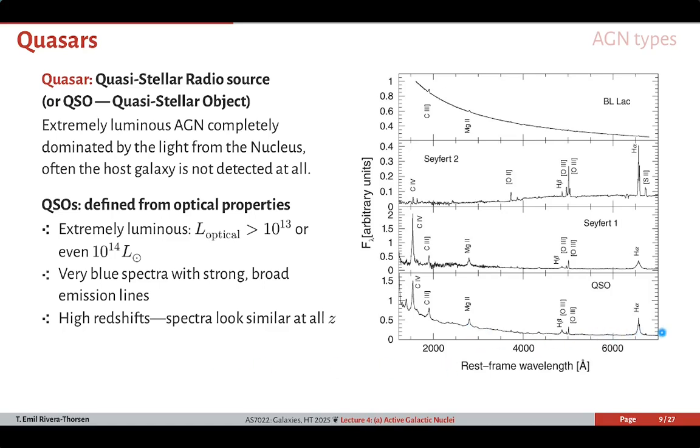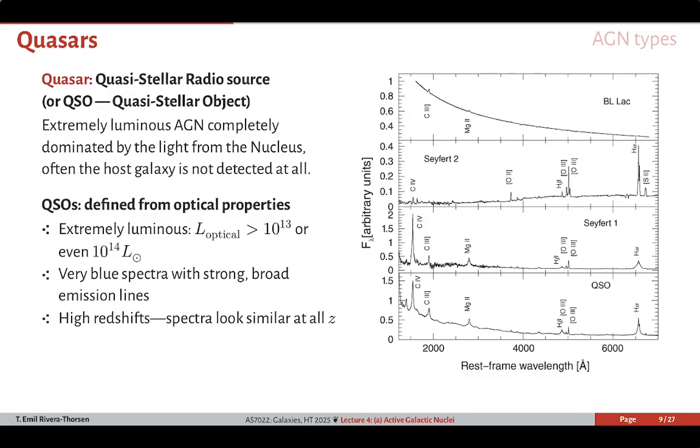As you can see here, you see the same broad emission lines as in the Seyfert 1 galaxies, except even more extremely so. But you also see that they are very, very steeply rising in intensity towards the ultraviolet end of the spectrum.